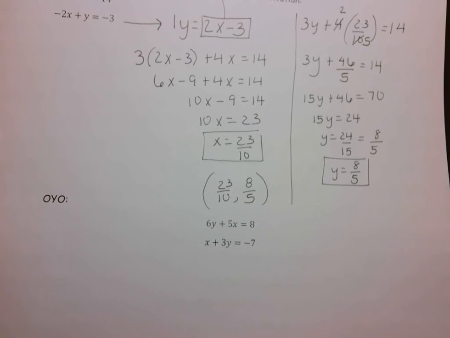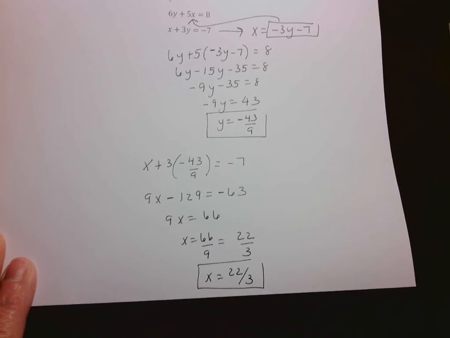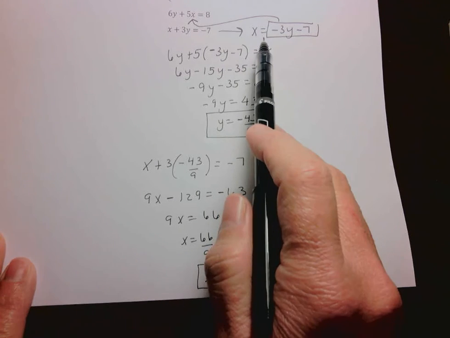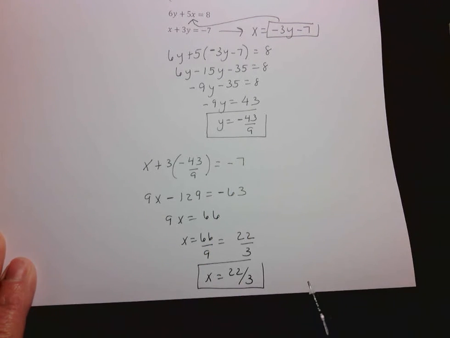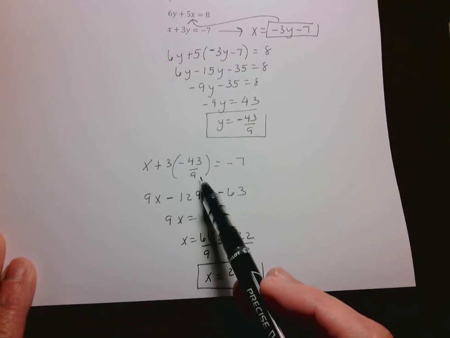Okay, so here you go. Here's the next problem. Go ahead and hit pause and solve this using substitution. Here's the answer. X is 22 over 3 and y equals negative 43 over 9. And if you got that wrong, please redo it. Notice I said solve either one of the equations for either variable. So I solved the bottom for x. And then I got my y equals negative 43 over 9, and then I plug that in.